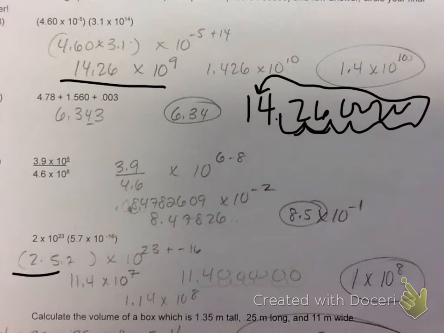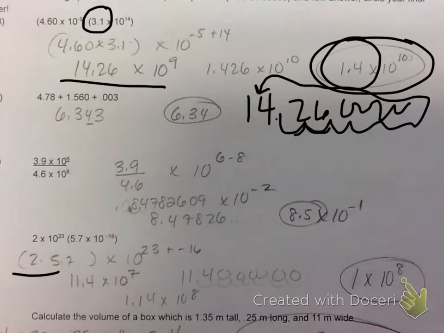So the final answer for that one is 1.4 times 10 to the 10th. You do have to have it in correct scientific notation, and you have to follow the rules for sig figs. This only has 2 sig figs, therefore your answer is limited to 2 sig figs. So there are multiple things going on there. You have to know how to do operations in scientific notation, you have to know how to determine how many sig figs there are, and you have to know the rules for scientific notation. It's a multi-step process. You give me 14.26 times 10 to the 9th, and I just mark it wrong.